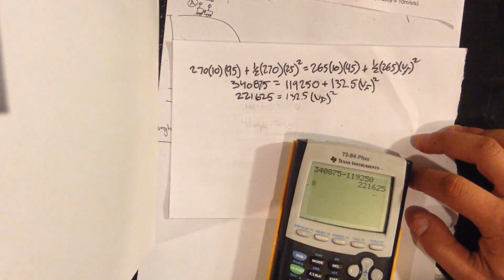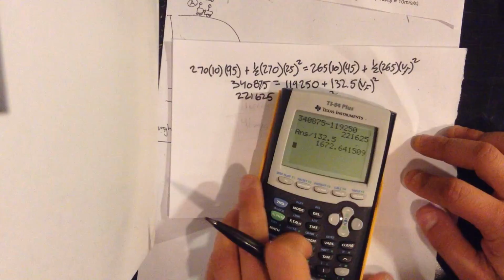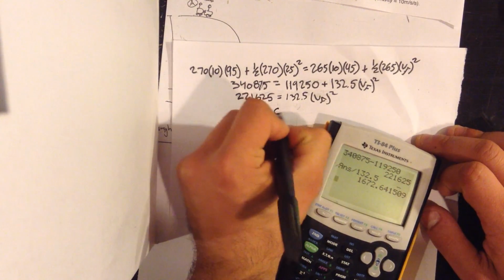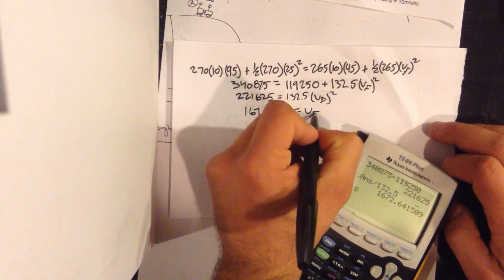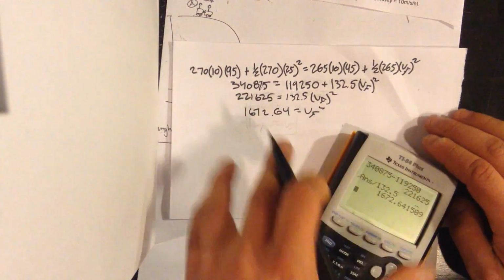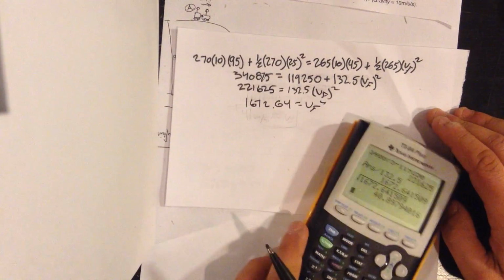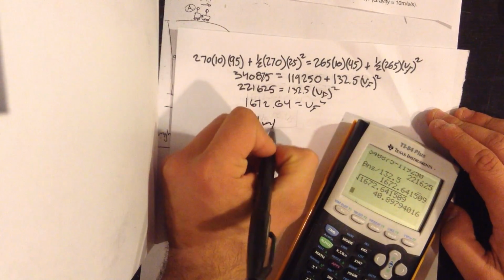So we're going to divide by 132.5. So there we go. That's 1,672.6, about 6.4, is equal to the final velocity squared. But we want just our final velocity, not our squared value. So we're going to take the square root. And that's going to give us our final velocity, which is 41 meters per second.